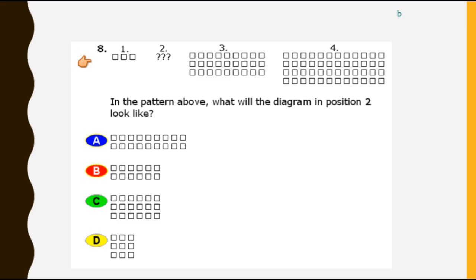Okay, here's another example. The first figure has 3 squares. Okay. Second figure, we don't know. You can see here it says in the pattern above, what will the diagram in position 2 look like? So this is what we're trying to figure out. What should go here? Whoa, now this increased quite a bit. So how about we write this down? This one has 1 row and 3 columns.